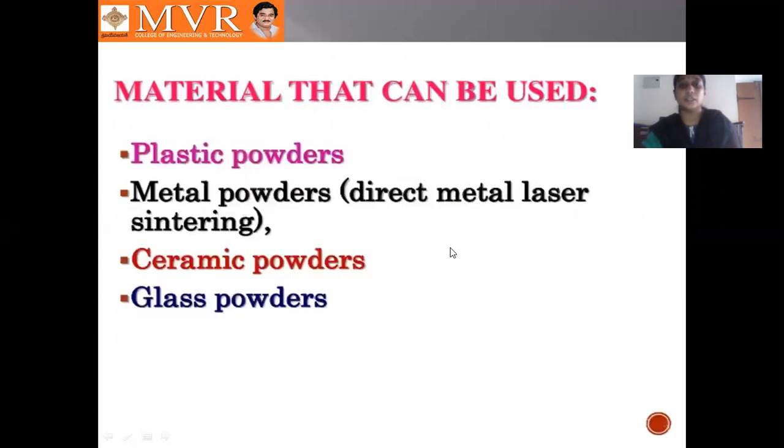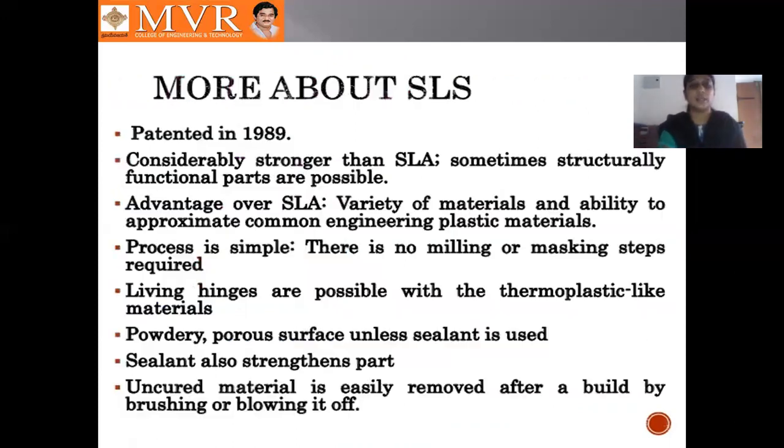The materials that can be used are plastic powders, metal powders, direct metal sintering, ceramic powders, and glass powders. Next, SLS can be stronger than SLA. Sometimes structurally functional parts are possible, and with the variety of materials, the ability to approximate common engineering plastic materials is available.